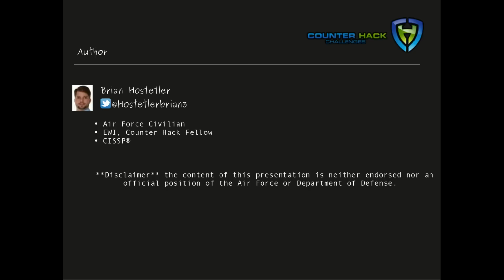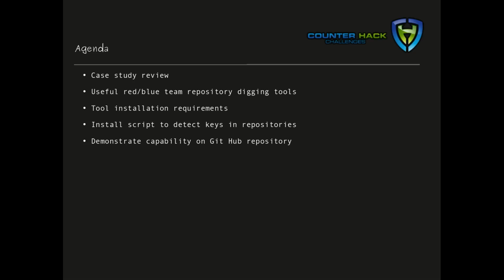Department of Defense. Quick overview of what we'll be covering in this presentation. We're going to go over some very recent examples of private data inadvertently disclosed and exploited in the public cloud. We will cover why these tools and techniques are important to red and blue teams to locate and identify leaked data. Then we will provide a quick overview of the requirements to install a popular repository digging tool. Finally, we'll walk you through the installation process and demonstrate the capability on a sample cloud repository to show how easy it is to locate leaked information.